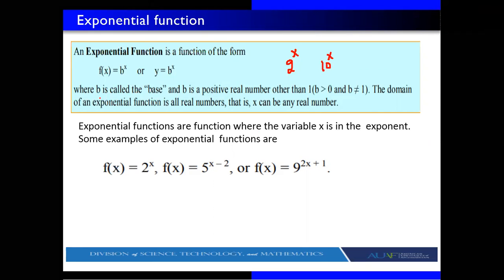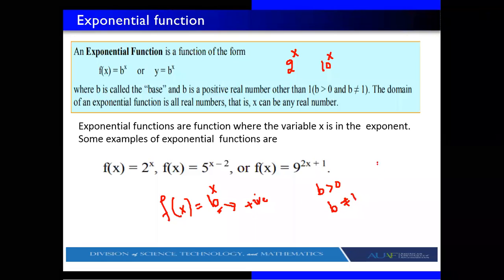So we have a function f of x equal to b power x, where b is the base, a constant number, and this b must be a positive number. So b is greater than 0 and b not equal to 1. 1 is not possible, because if you write 1 power x, whatever value you give, the result will be 1. 1 power 100 equals 1. So b is not equal to 1.